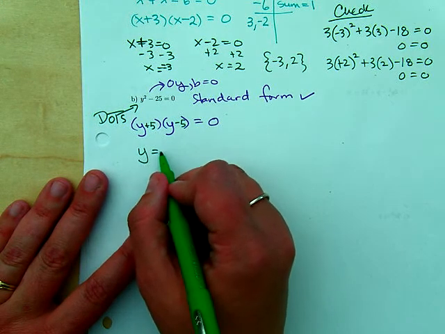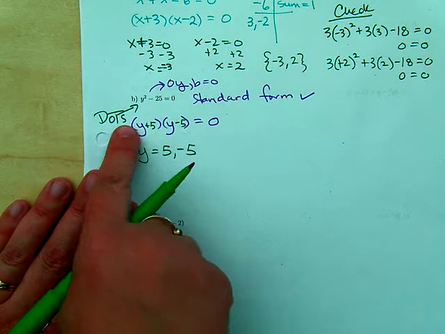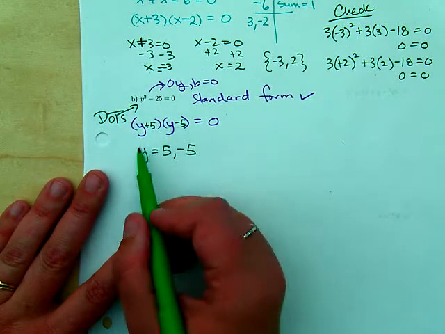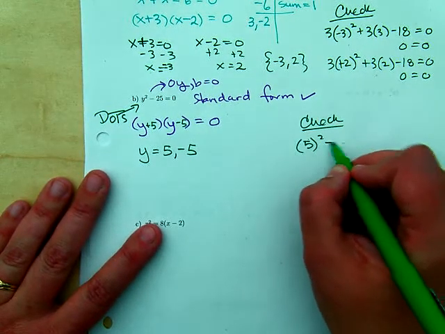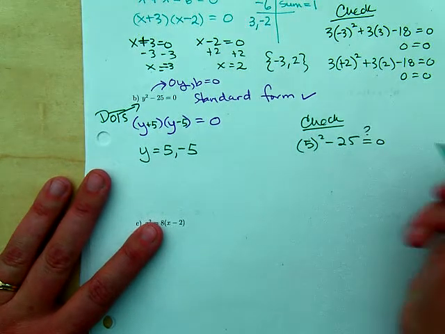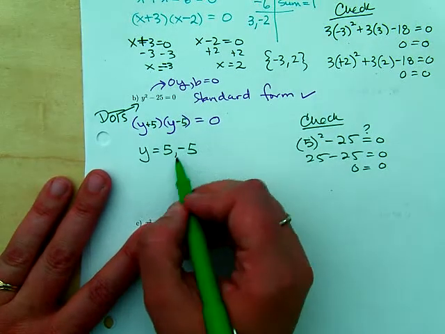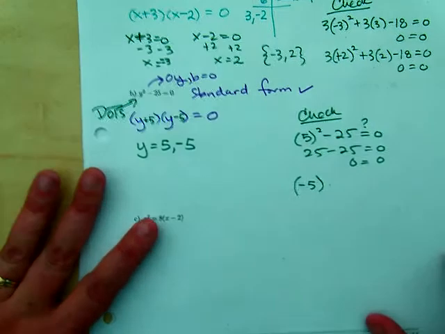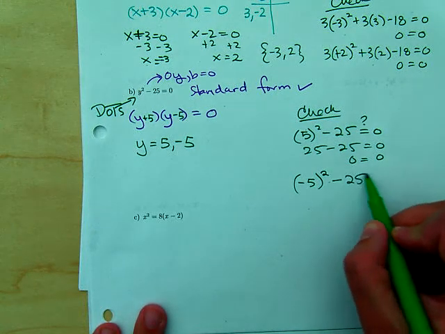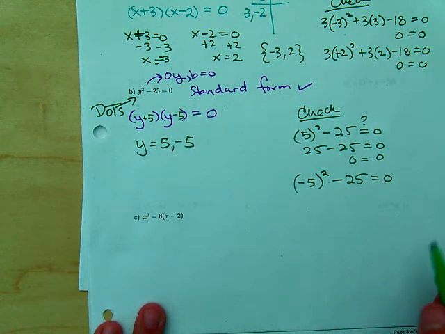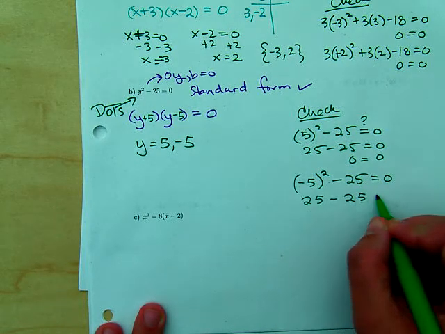What are the solutions? 5 and negative 5, right? Positive 5 came from here, because y minus 5 equals 0. Now our check is a little bit simpler on this one. So 5 squared minus 25, is it equal to 0? Yes, 25 minus 25 equals 0. 0 equals 0. For negative 5, again, it's really, really important whenever your number is negative that you put it in parentheses, okay? (-5) squared minus 25 equals 0, because what happens when you square negative 5? Positive, yes.